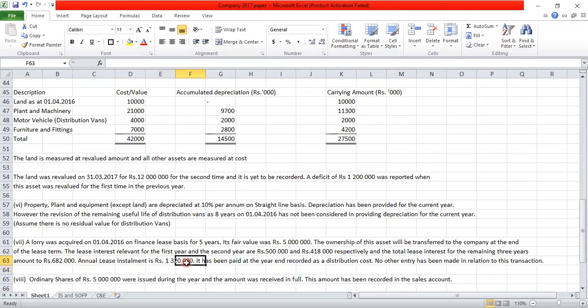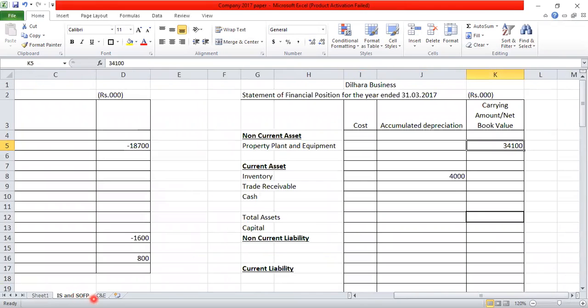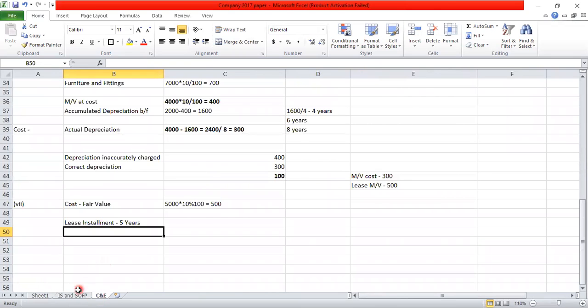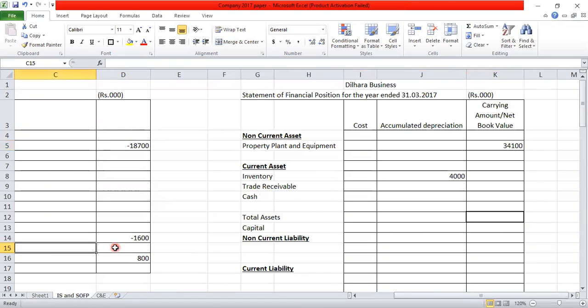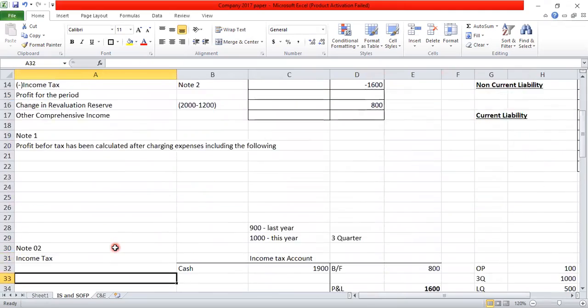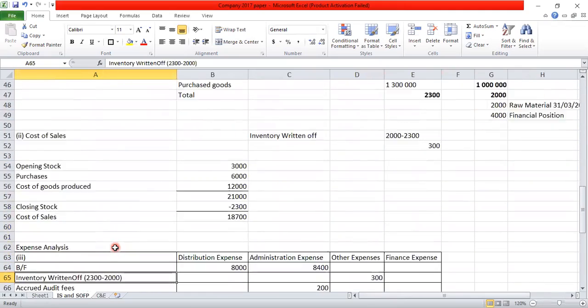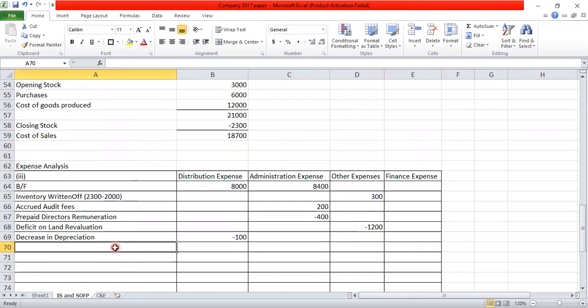Lease installment is 1320. So they have considered this lease installment as a distribution cost. They can't consider lease installment as a distribution cost. The reason is, it's a purchase of an asset, so an asset purchase cannot be an expense under expense analysis. So first of all, I will remove that 1320, because a lease installment can't be put under purchase of an asset as an expense. How much? 1,320. I hope you understood this.